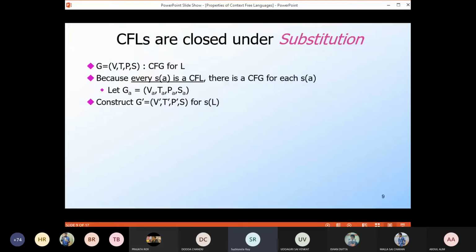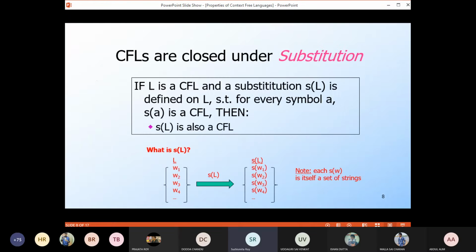Beg your pardon. Starting state means... Ma'am, like the S that starts. Okay, I understood. I think I'll go back 2 slides and then it might be easier. So let's start the substitution part again. I told you substitution has to be understood in 3 steps.